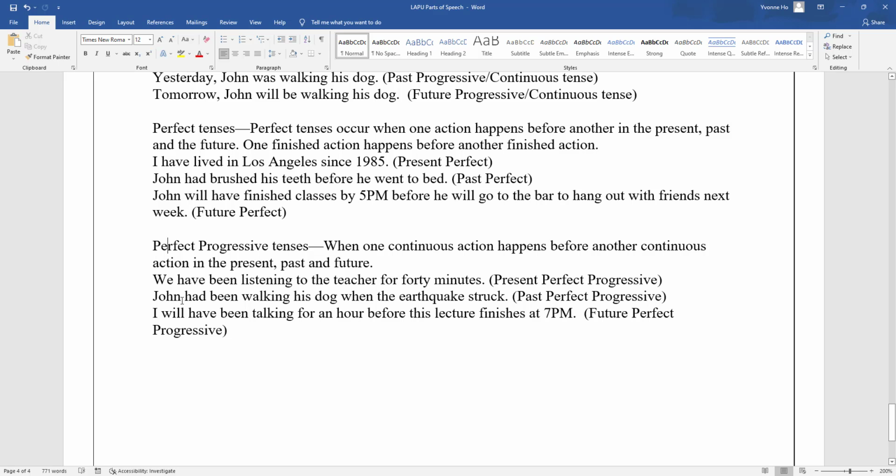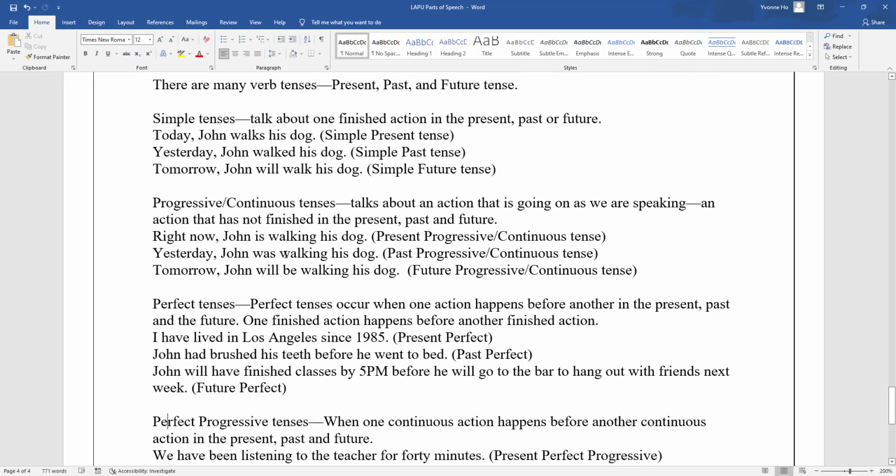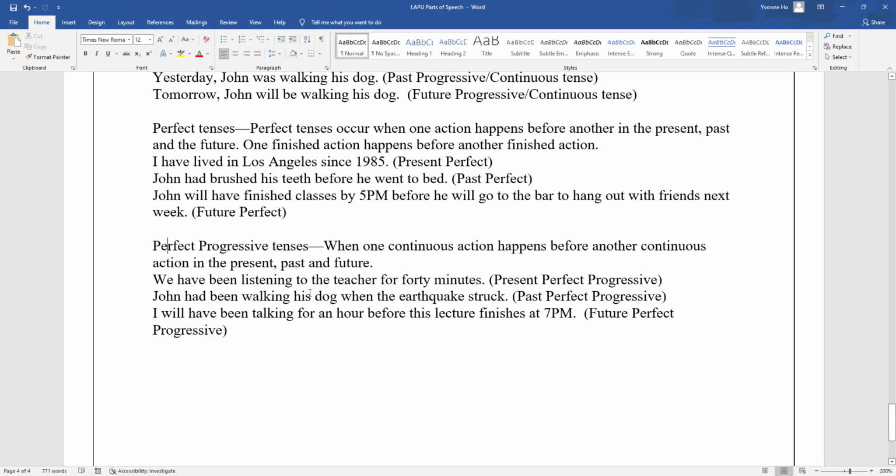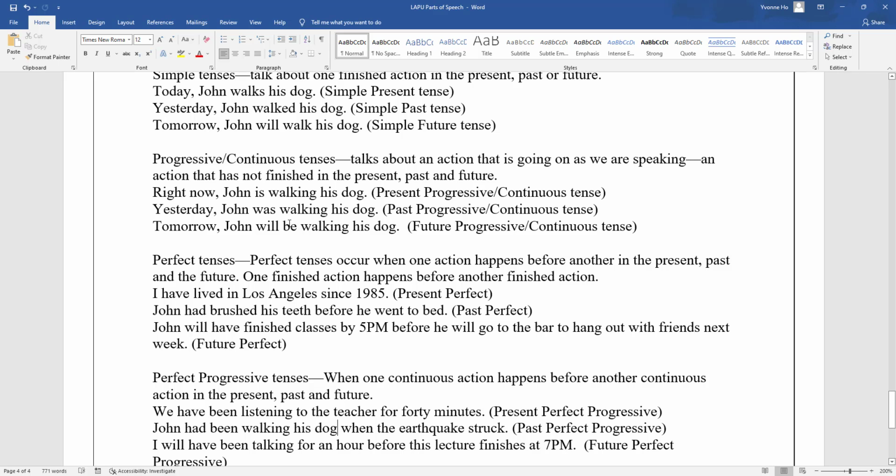Okay, in this one, John is still walking his dog, and then the earthquake struck. Okay, and so that's the difference. So here you have John had been walking his dog when the earthquake struck, while he was walking his dog, the earthquake struck. But that's the difference here. John was walking his dog when the earthquake struck, or John had been walking his dog when the earthquake struck. That means that there's a bigger time difference here, and this one sounds more immediate, like a second later. John was walking his dog, and 1 second later, the earthquake struck.